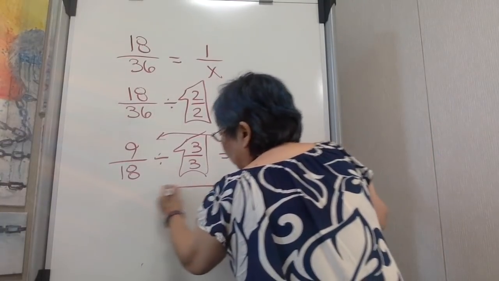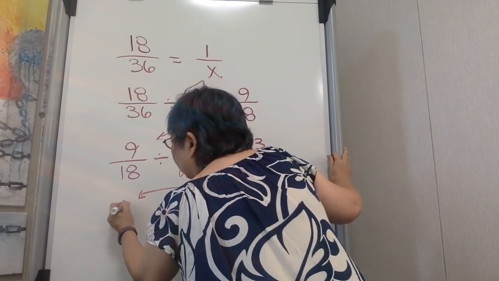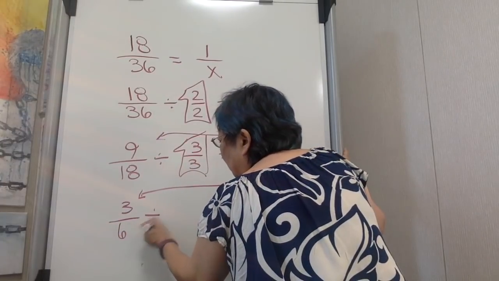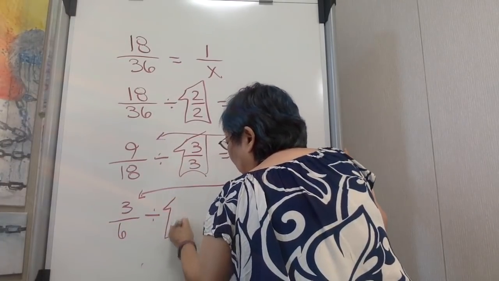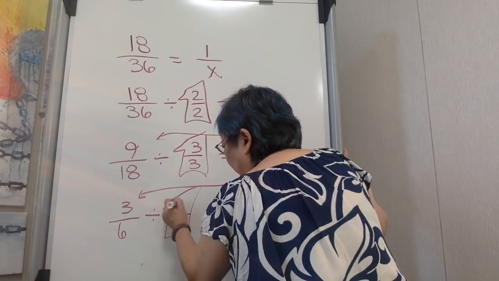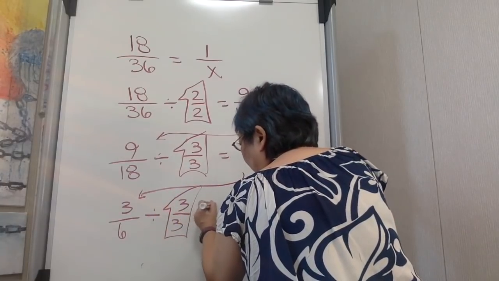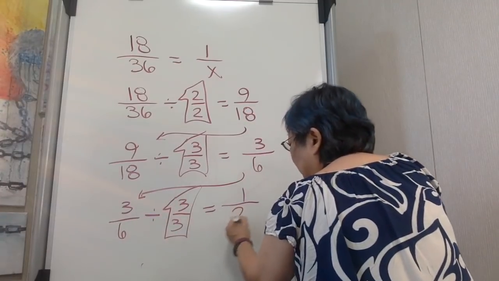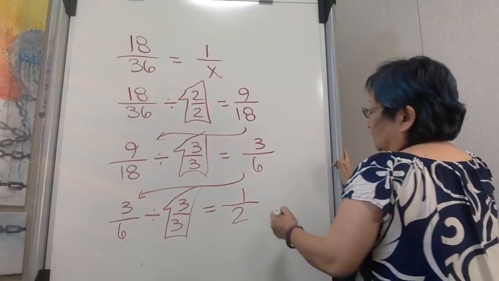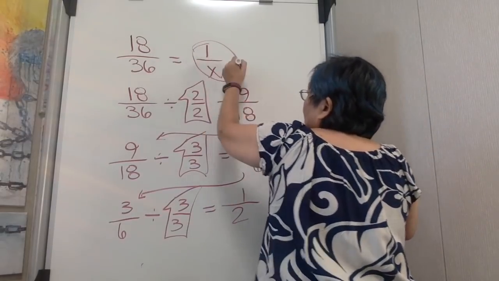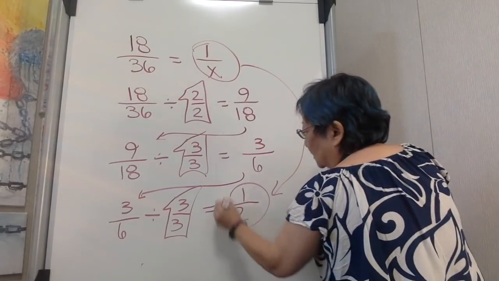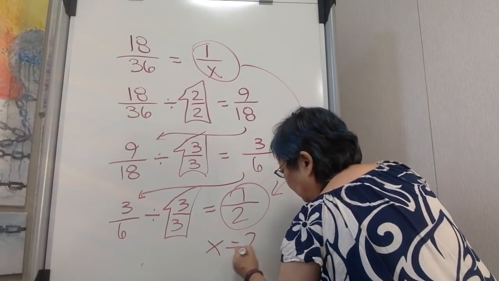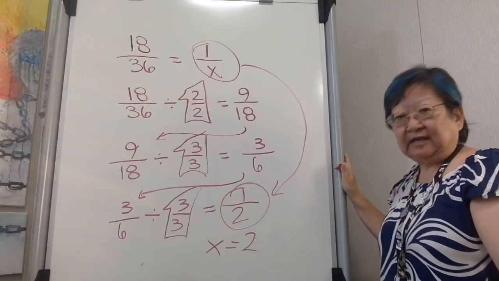Hopefully, again, drawing over here, we have 3 over 6. And hopefully you can see that you can still keep going and do another 3. 3 divided by 3 is 1. 6 divided by 3 is 2. Oh, so if you look at this and you look at this, our x has to equal 2. And that's how you do it.